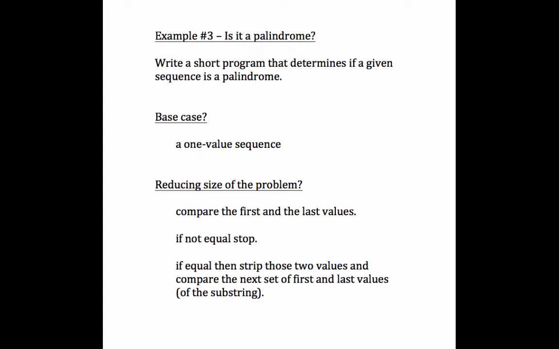For example, ACA is a palindrome because if you spell it forward and backwards, it's exactly the same. 121, if you print it forward and backwards, prints the same, is also a palindrome.